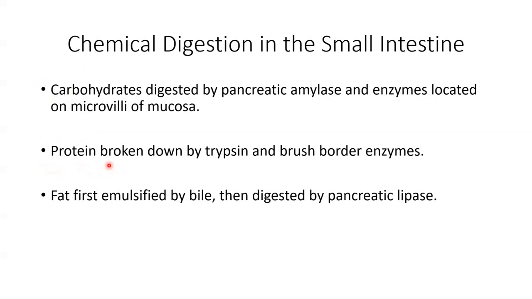For our protein digestion, we have enzymes in pancreatic juice which include our trypsin, as well as enzymes on the brush border or the microvilli, which will break down those proteins into single amino acids. Amino acids are the form that we need the protein to be in to absorb the protein. For the digestion of lipids, remember we have that two-step process. So we have the emulsification of the fat by bile, and then the digestion of fat by the pancreatic lipase.